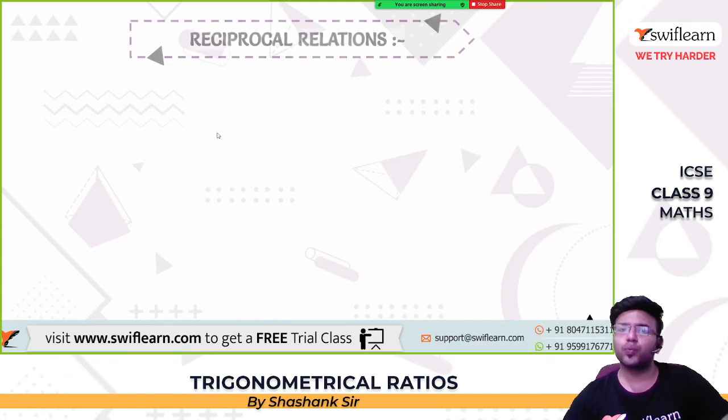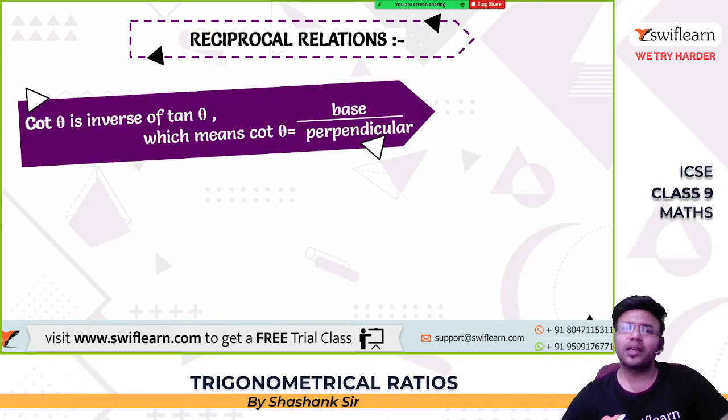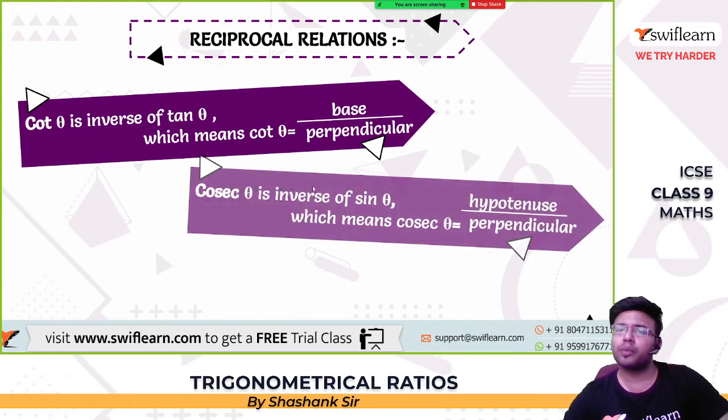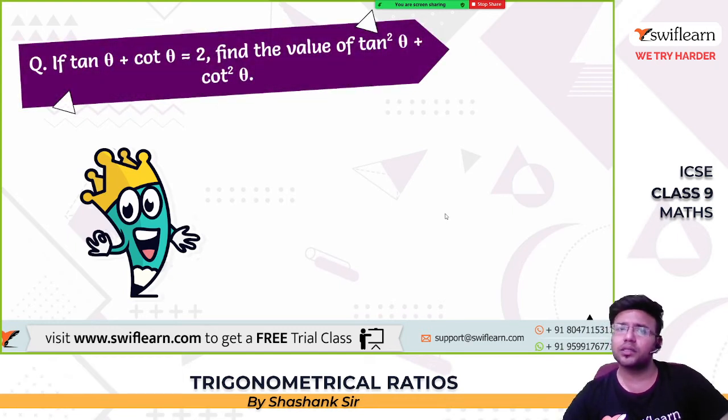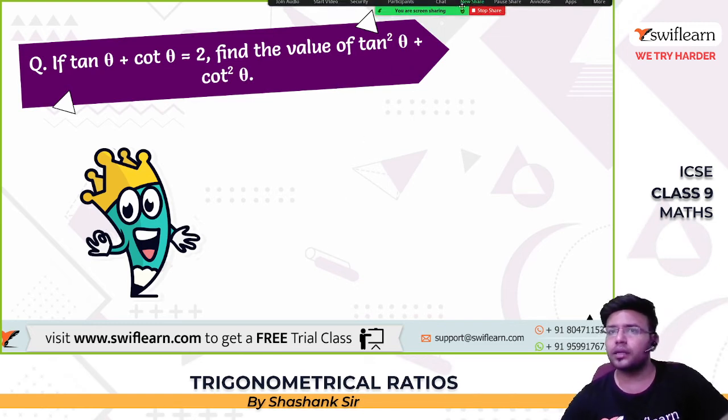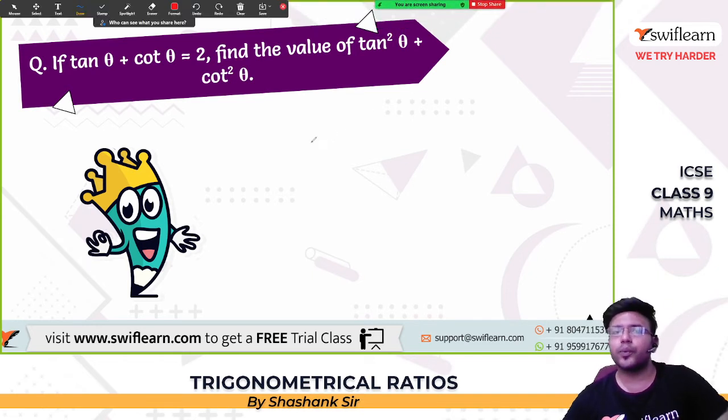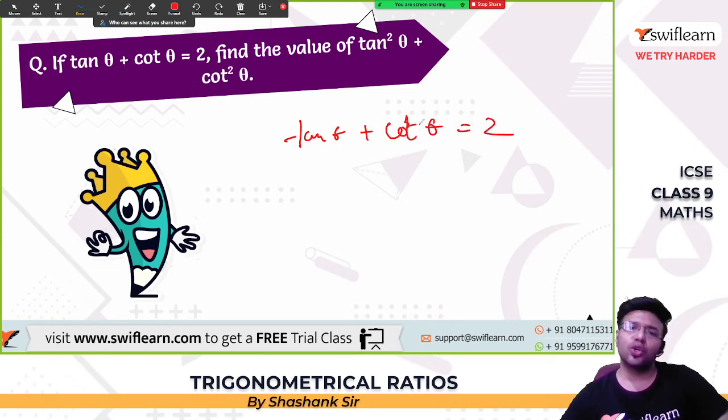Yes, which is true. Now reciprocal theorem. Cot is the inverse of tan, which means cot is base by perpendicular. Cosec is the inverse of this. We have already studied this. If tan theta plus cot theta is 2, find the value of tan square theta plus cot square theta. We know that tan theta plus cot theta, according to the question, is 2. Not every time, according to this question only.